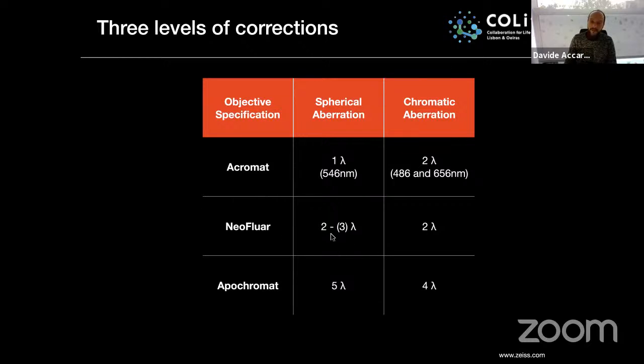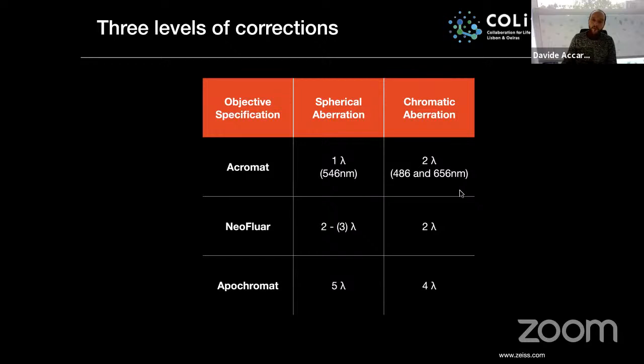Then neofluor lenses are historically compensated for 2 wavelengths for spherical aberration. This 3 is in brackets, in parentheses, because they say 2 nearly 3. Nobody knows what nearly 3 means, okay? And 2 wavelengths for chromatic aberration. And apochromat lenses are the most highly corrected lenses that compensate for 5 wavelengths in spherical aberration and 4 wavelengths in chromatic aberration.